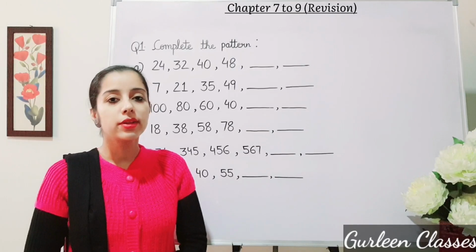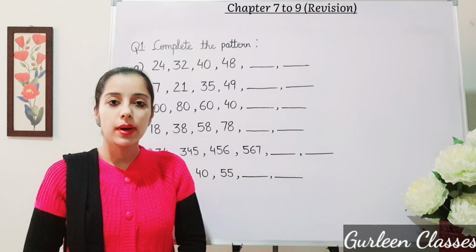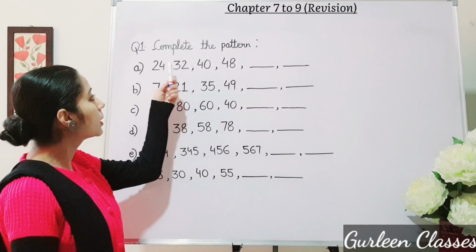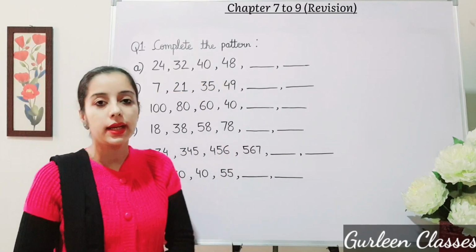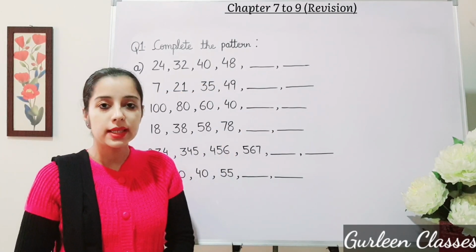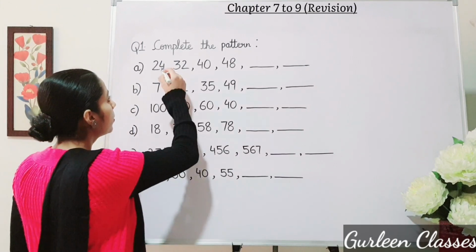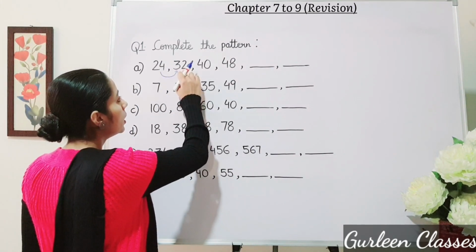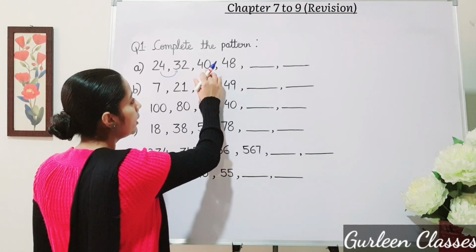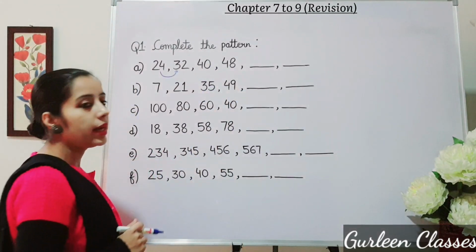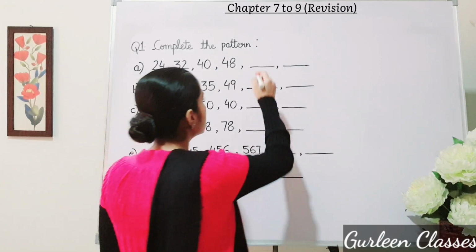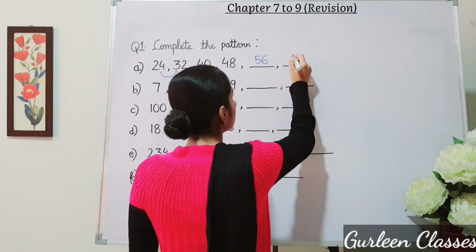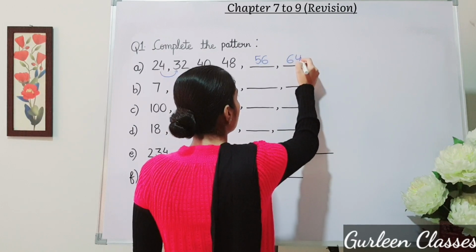So let us start with revision worksheet. Question number 1, complete the pattern. A part: 24, 32, 40, 48. So students, we have to complete this pattern. See here, 24 plus 8, 32. 32 plus 8, 40. 40 plus 8, 48. 48 plus 8, it is 56. 56 plus 8, 64.